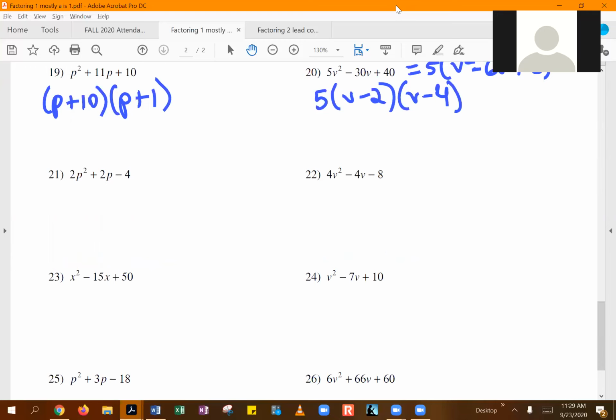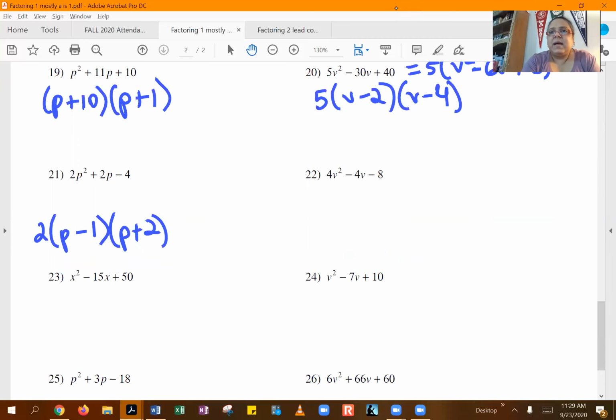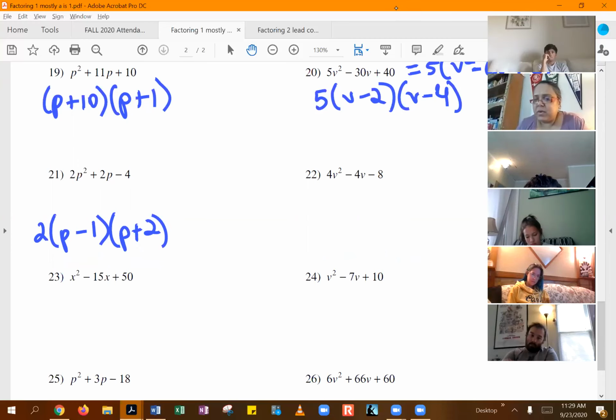I got 2 parentheses p minus 1 and then p plus 2. Right, and this is the question that Brandy had asked me about. Brandy, were you able to fix that, or were you still struggling with it? No, I fixed it. Okay. Since we're taking the 2 outside, that leaves us with p squared plus p minus 2. So when we multiply negative 1 and positive 2, we get negative 2, and adding them gives us positive 1 for that middle term. Very nicely done, Jackie.